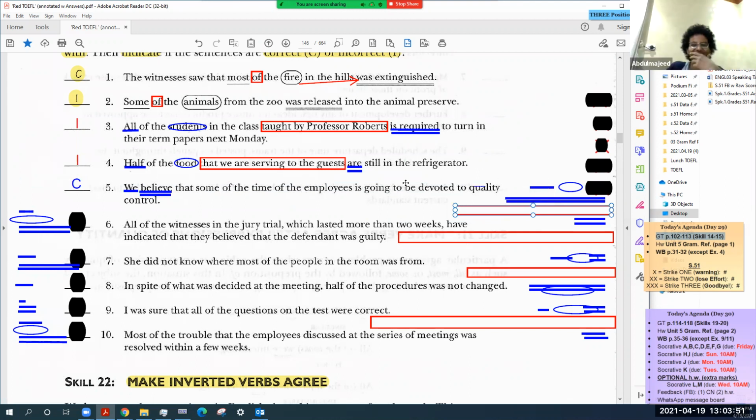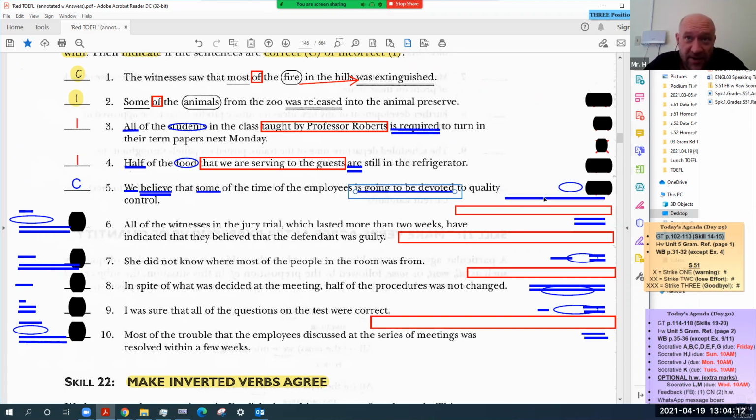Where's the subject? Some. Where's the verb? Is. Well, there's more than one verb. Is going to be. Sorry, more than one part. Okay, we have many parts. All of this is the verb: is going to be devoted. So where do I put the circle?